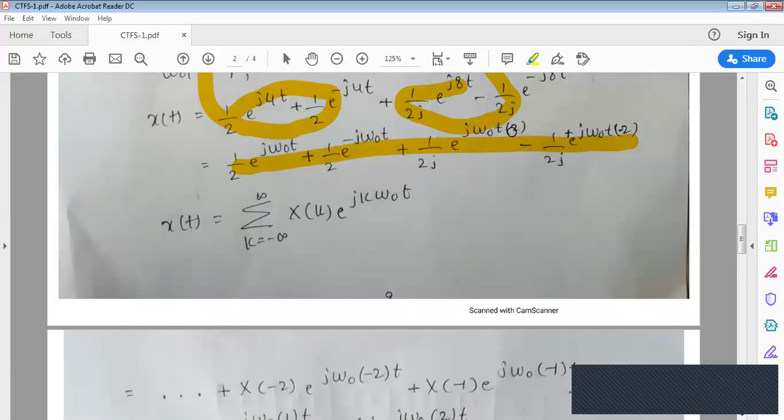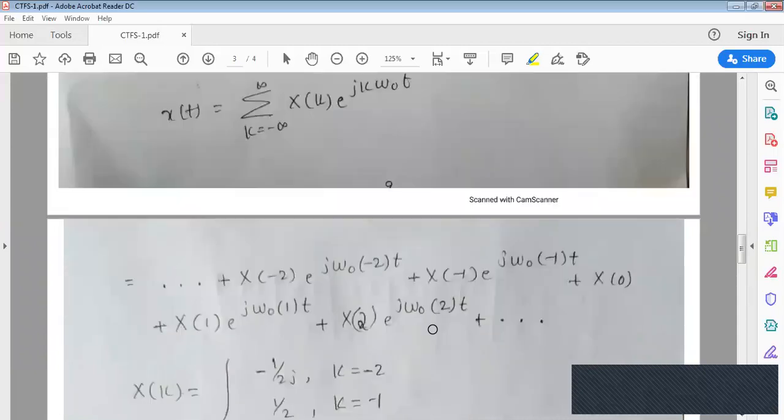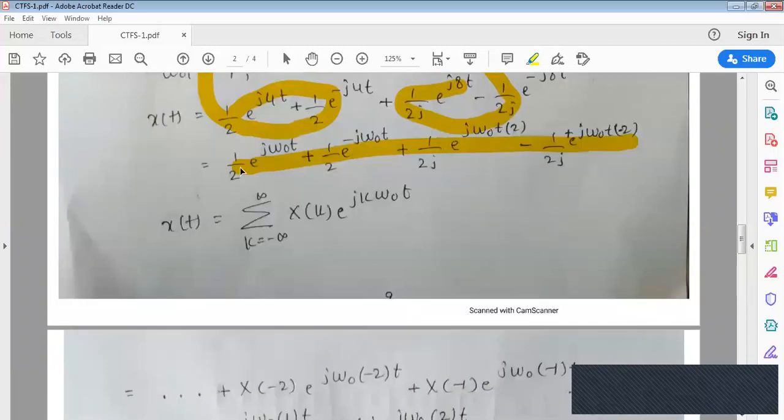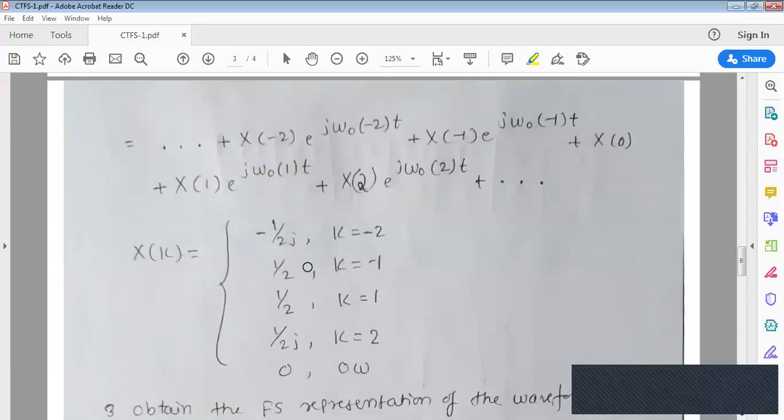So because here it is 2, I'll write 1 by 2j. When k is equal to 1, in the same way it is 1 by 2. See here, the patterns are very much symmetric. So k equal to minus 1 and plus 1, you have 1 by 2, both of them are 1 by 2, and k equal to minus 2, you have minus 1 by 2j, and k equal to plus 2, you have 1 by 2j.